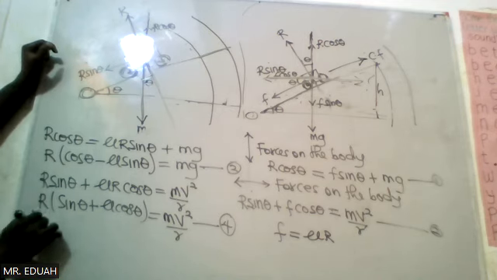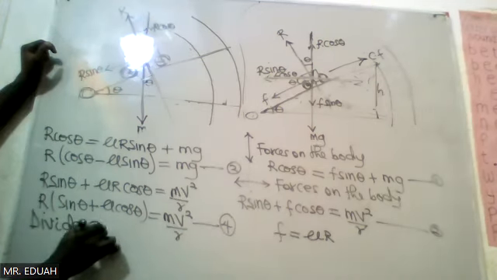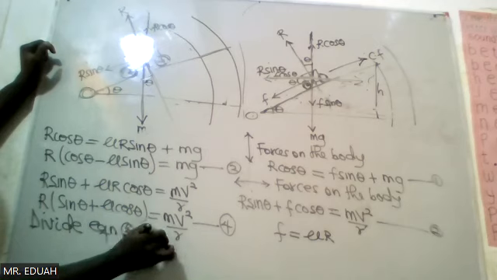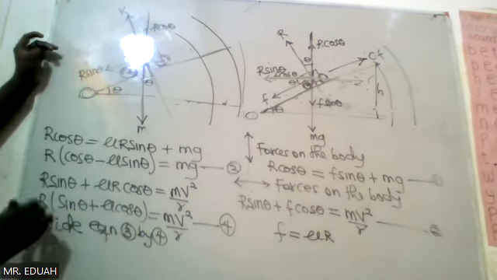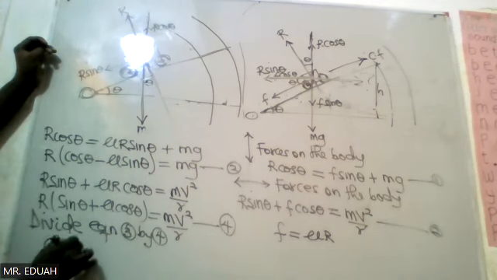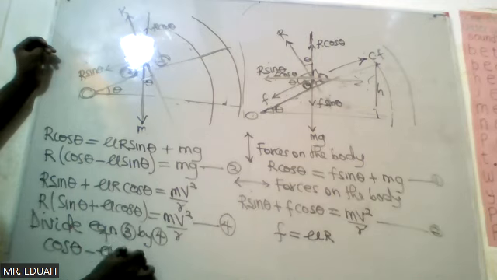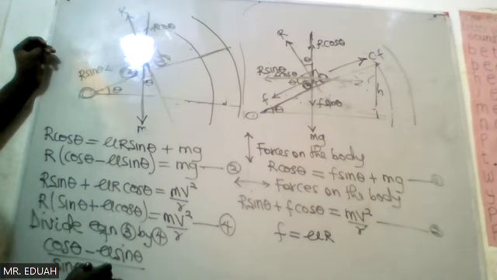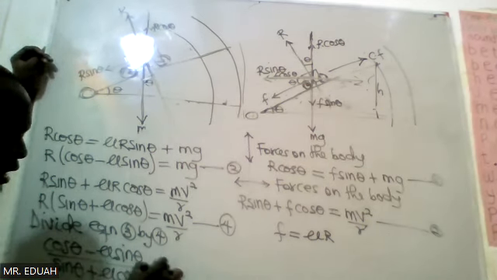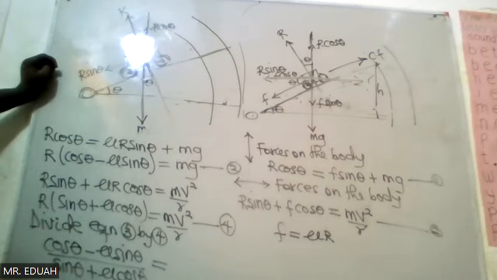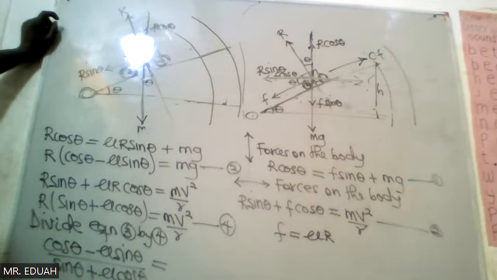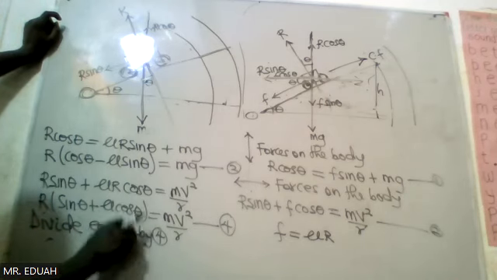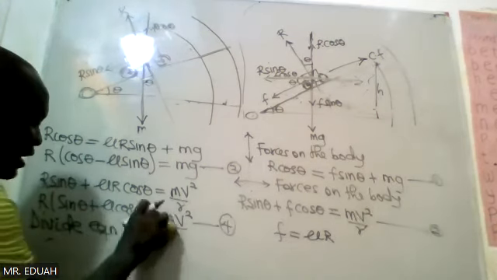So divide equation 3 by 4. When we divide, R cancels out, so cos theta minus mu sine theta over sine theta plus mu cos theta is equal to, let's rather divide equation 4 by 3. So equation 4 divided by equation 3.